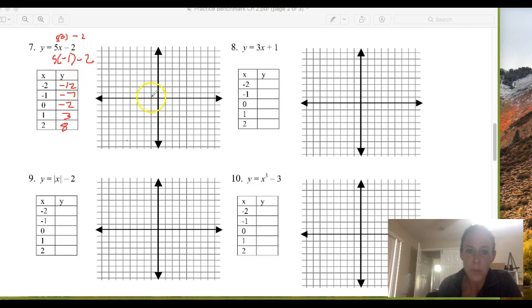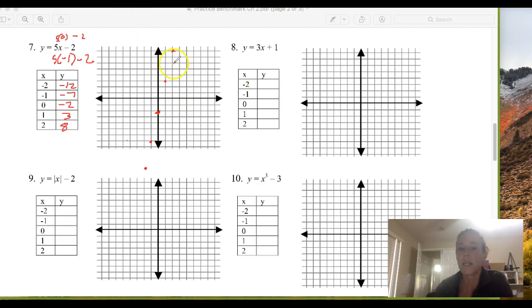So I'm going to go -2 and then down 12. And it goes 1, 2, 3, 4, 5, 6, 7, 8, 9, 10, 11, 12. It's way down here. I know that one's off the graph. So -1 down 7, you end up about here. 1, 2, 3, 4, 5, 6, yes, 7. All right, 0, -2. There's my next point. Over 1, up 3. Over 2, up 8.